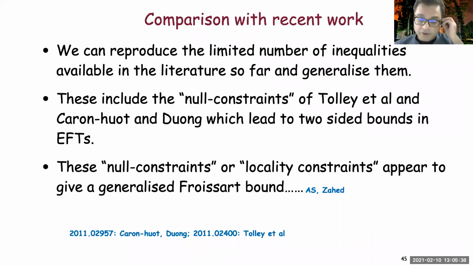So we can also compare with some of the recent works in quantum field theory. So I was telling you that these locality constraints have these analogs. On the quantum field theory side, there are these null constraints. This is a nomenclature that Simon and Duong used. And these null constraints are important because they give rise to these very beautiful two-sided bounds for these Wilson coefficients. And also we examined these null constraints or locality constraints from the quantum field theory side, and they appear to give you a generalized Froissart bound. Generalized in the sense that they give you an inequality for the total scattering cross-section, which appears to be valid for any energy, not just at the high energy limit.